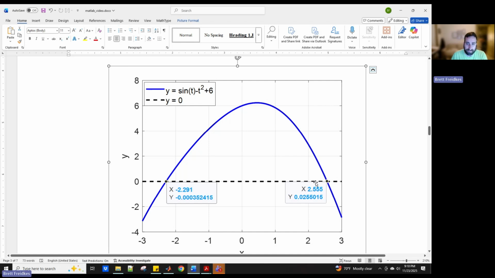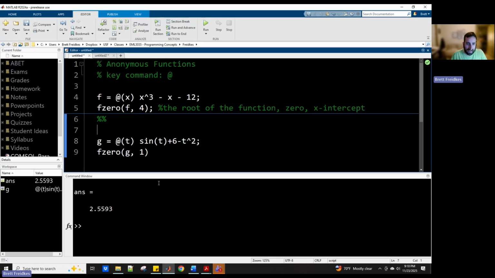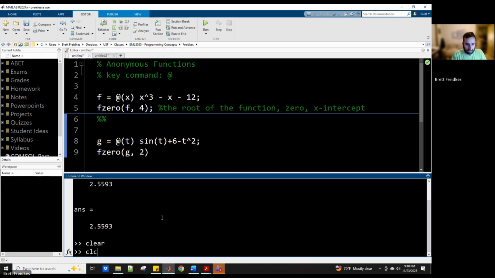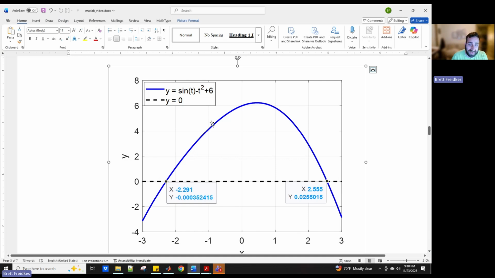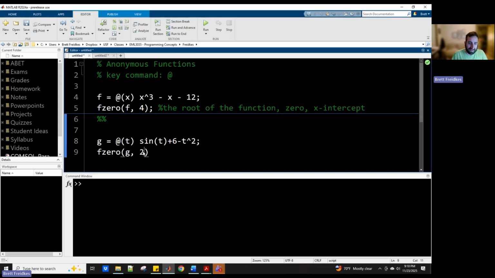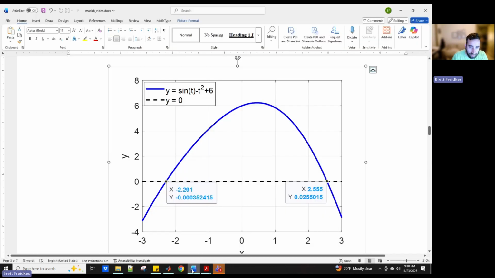If I did something in that same area, let's say do x equals 2, we will get the same answer. If I run this, I get the same answer. Now, let's say I change that initial guess and maybe I go to -1. Let's see where we end up in that situation. -2.29. That is exactly around where our x-intercept is on this side.